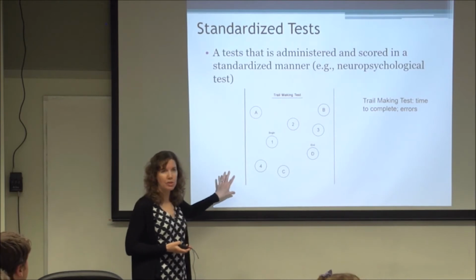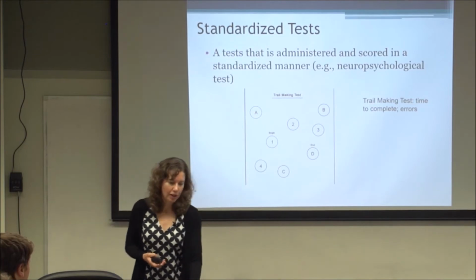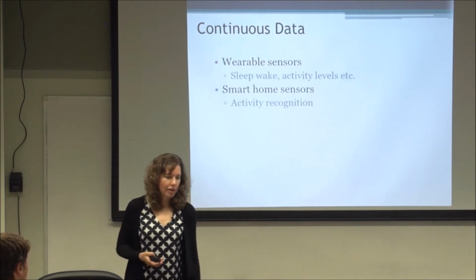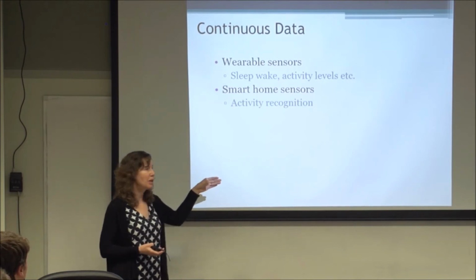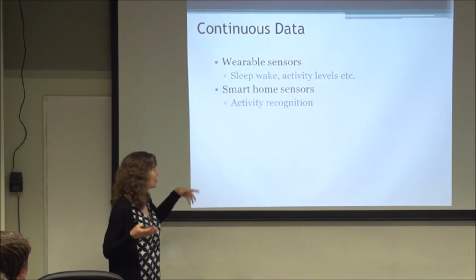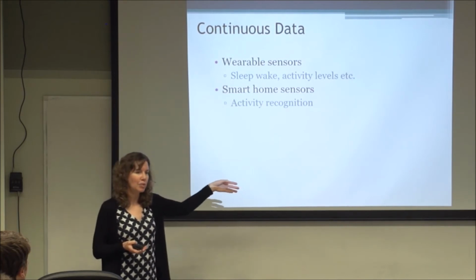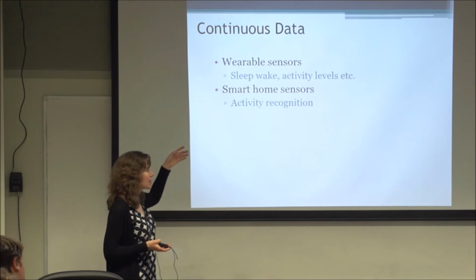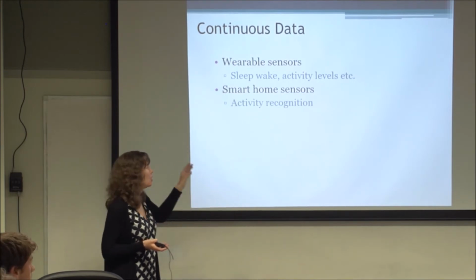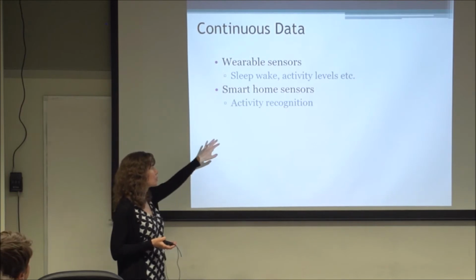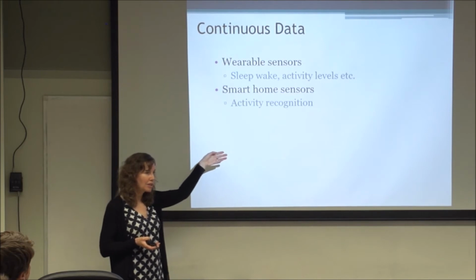But these are measures that we can use. And again, it's important to make sure they're reliable and valid. Now, this is kind of a whole new area, at least in neuropsychology. What we're used to working with is all of this continuous sensor data that we can get now. So we have wearable sensors where we can get lots of information about sleep-wake and activity level. We have smart home sensors where we're trying to turn that information into telling us about activity recognition.